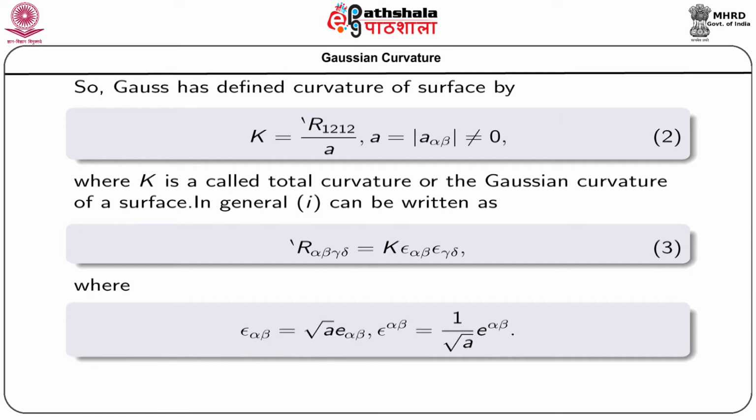epsilon alpha beta is equal to root a e alpha beta and epsilon upper alpha beta equals 1 by root a e upper alpha beta, where e alpha beta and e upper alpha beta are the E system which was defined earlier, and epsilon alpha beta are the permutation tensors.